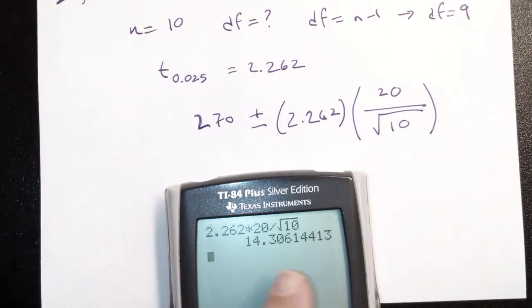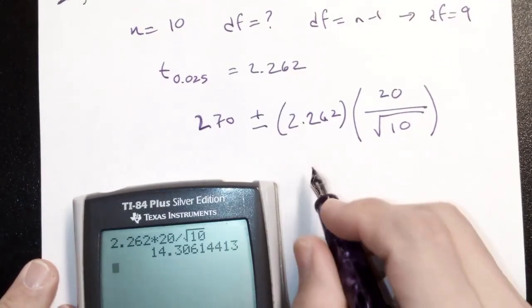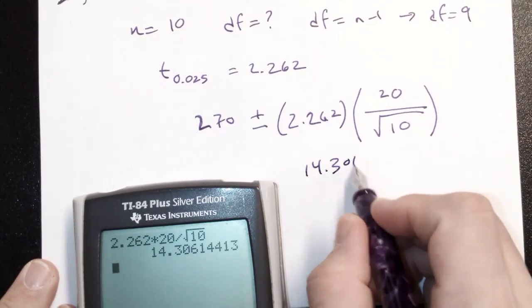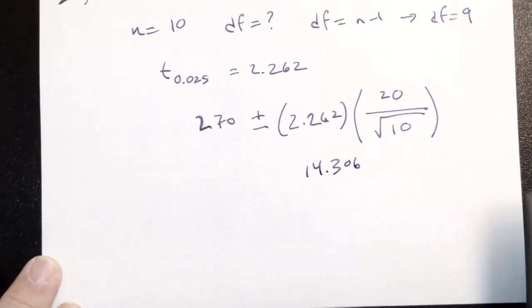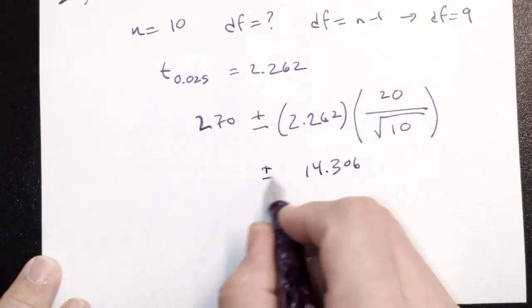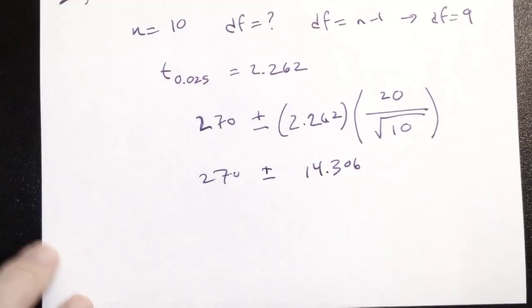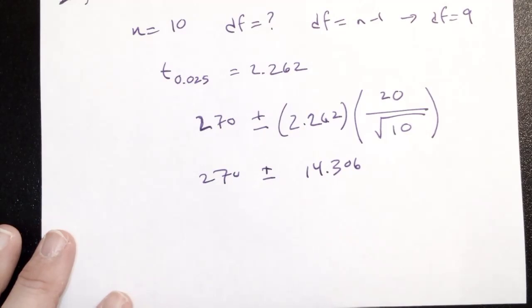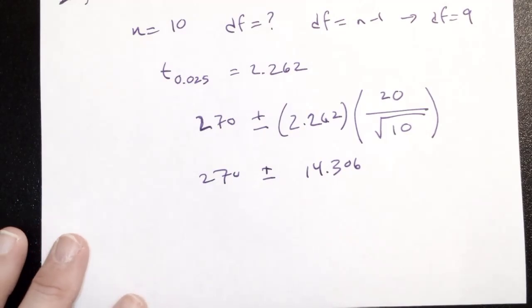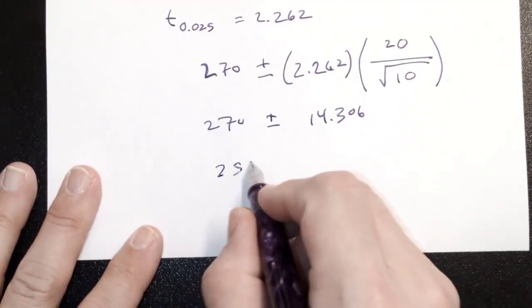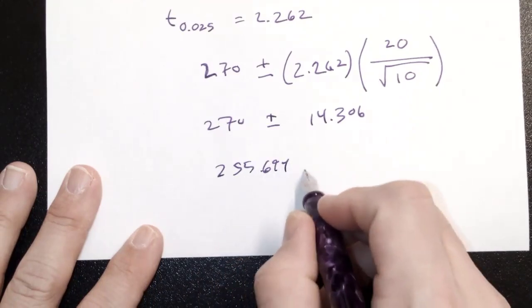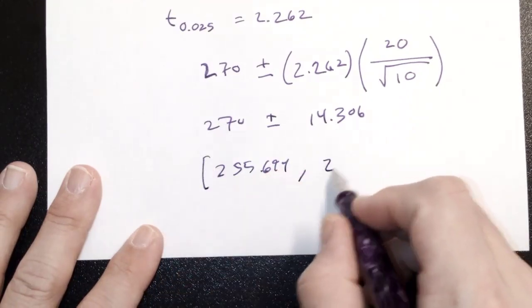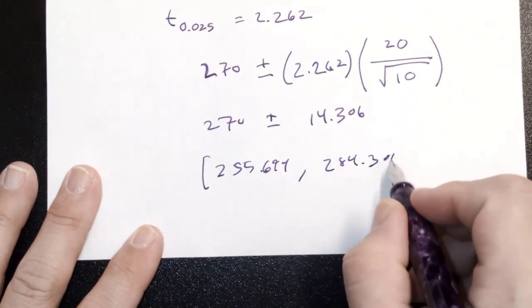I'm going to go 3061 here. You could just go 306. 14.306. And then we're adding and subtracting that to 270. Sorry, 270. I can read my own writing. If I subtract 270 minus 14.306, I get 255.694. And if I add, I get 284.306.